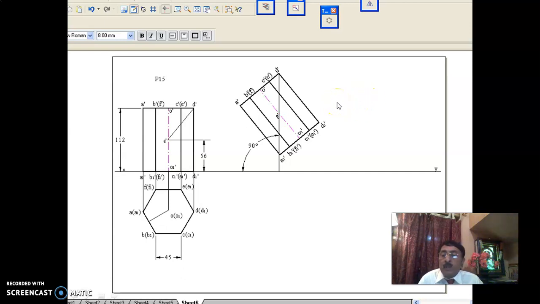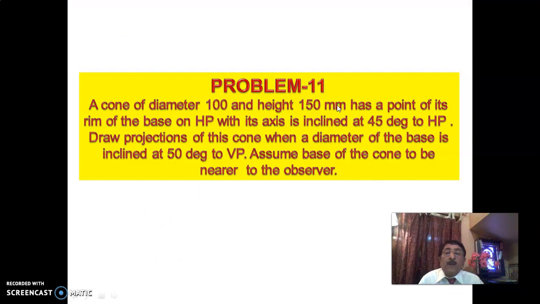Now, we'll start with a problem on a cone. A cone of diameter 100 mm and height 150 has a point of its rim of the base on HP with its axis inclined at 45 degrees to HP. Draw projections of this cone when a diameter of the base is inclined at 50 degrees to VP. Assume the base of the cone to be nearer to the observer.